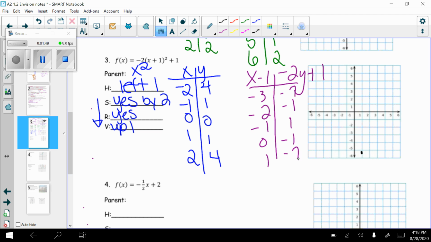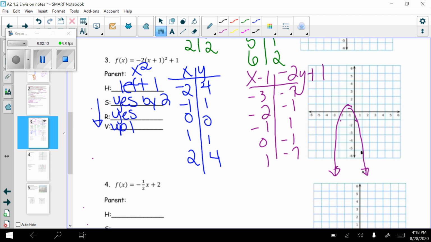So we will plot negative 3, negative 7. It's going to be a little bit off our graph. Negative 2, negative 1. Negative 1, 1. 0, negative 1. And 1, negative 7. And then draw our parabola. Remember, it is going to be a U shape because it is a parabola. So that finishes up number 3.